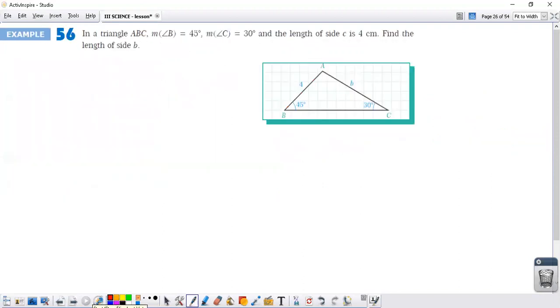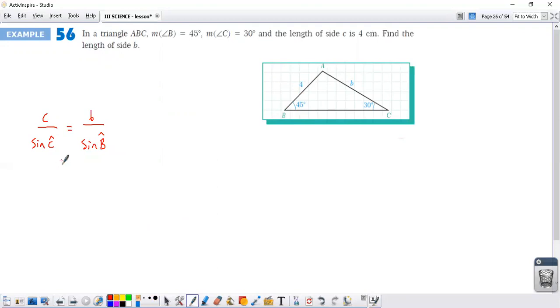For example 56, a triangle ABC is given, the measures of angles B and C are 45 and 30 degrees respectively, and the length of side c is 4 centimeters. We are going to find the length of side b. By the law of sines, c over sine C is equal to side b over the measure of sine B.